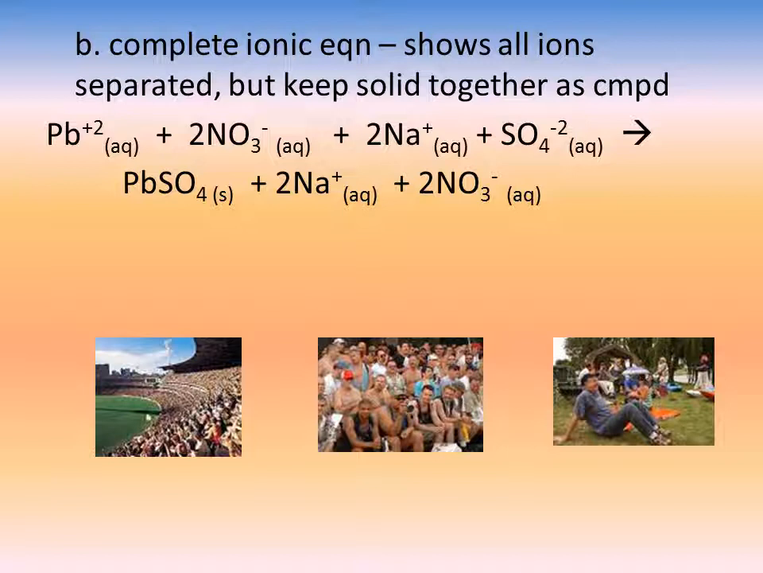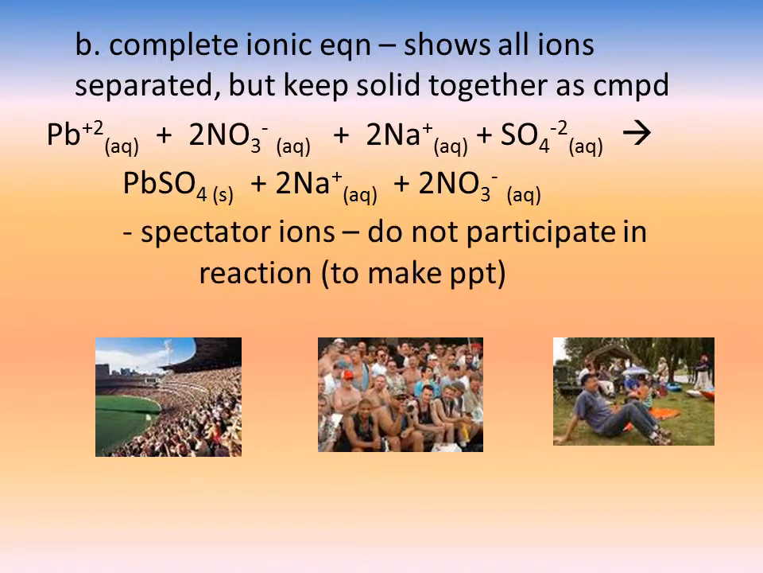So we basically have those four things floating, and the lead finds the sulfate and makes the precipitate lead sulfate, leaving us on the right side with 2 Na+ and 2 NO3-, because they're still aqueous, meaning they're dissolved in water, so the ions are still present.